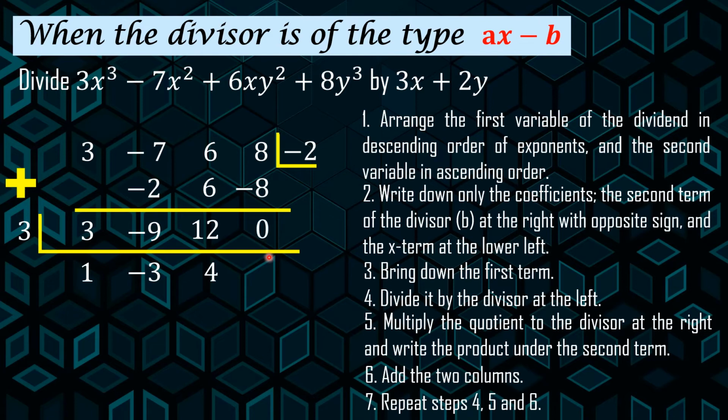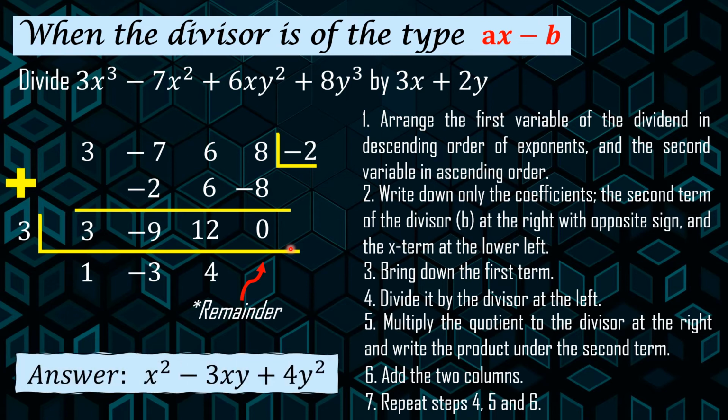So, dyan na tayo hihinto sa ating solution. So, 0 here is our remainder. So, ibig sabihin, wala tayong i-add na isang numerator at denominator. So, the final answer here is x squared minus 3xy plus 4y squared. Again, the numerical coefficients are 1, negative 3, and positive 4.